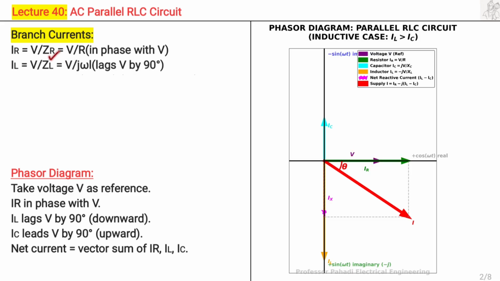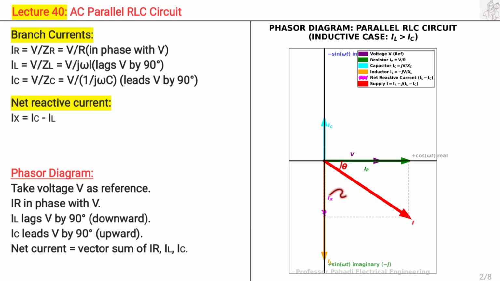Now IL is equal to V by ZL, and ZL is j omega L, and IL lags the voltage by 90 degrees, which is shown in the phasor diagram like this. So IL is lagging the voltage by 90 degrees, and IC is equal to V by ZC, and ZC is 1 by j omega C. IC leads the voltage by 90 degrees, which is shown in the phasor diagram like this. IC is leading the voltage by 90 degrees.